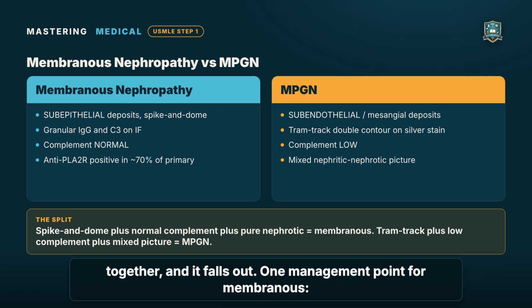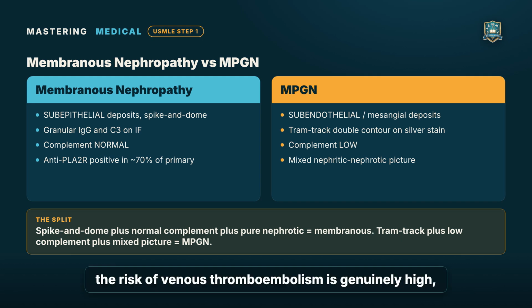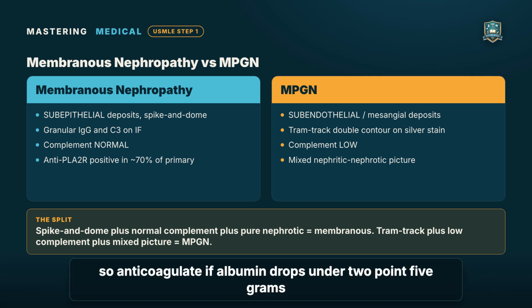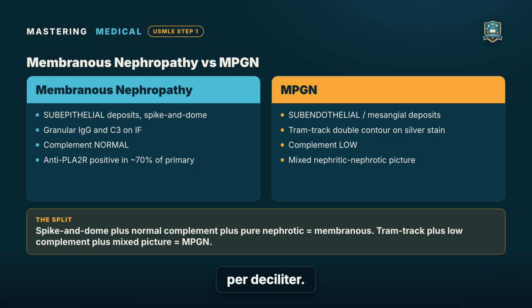One management point for membranous. The risk of venous thromboembolism is genuinely high, so anticoagulate if albumin drops under 2.5 grams per deciliter.